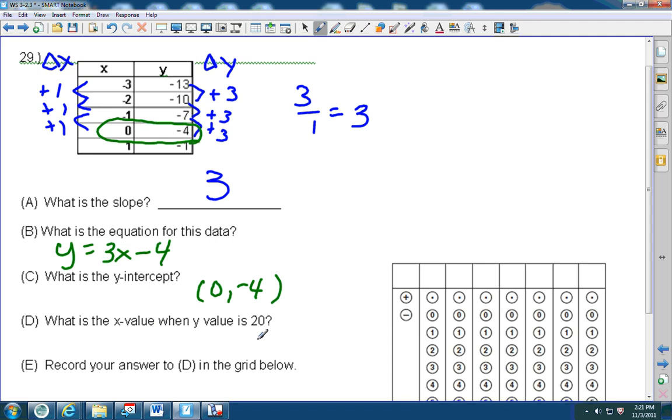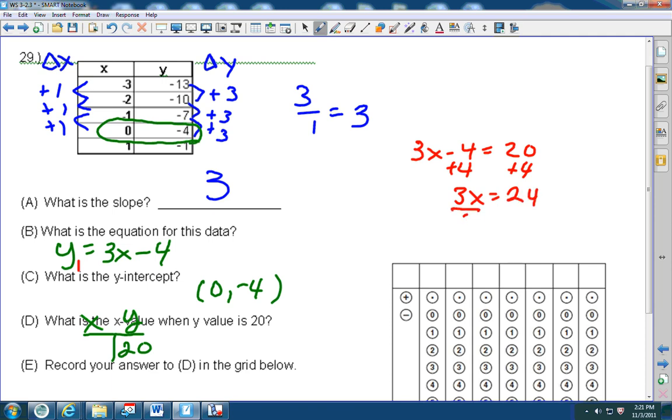Now it says, what is the x value when the y value is 20? When the y value is 20, well, you can look in the calculator. You can put this into y1, press second graph, and find where y is 20, or I can do 3x minus 4 and set it equal to 20. I would add 4 to each side. 3x equals 24. Divide by 3. X equals 8.